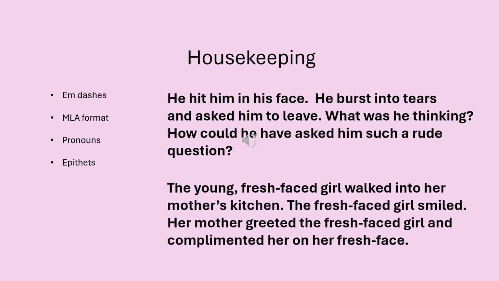I'm going to read it first. The young, fresh-faced girl walked into her mother's kitchen. The fresh-faced girl smiled. Her mother greeted the fresh-faced girl and complimented her on her fresh face. Now, the fresh-faced girl is this character's epithet. We are using it in place of her name. If her name is Sally, we are not saying Sally walked into her mother's kitchen. We are saying the fresh-faced girl walked into the mother's kitchen.